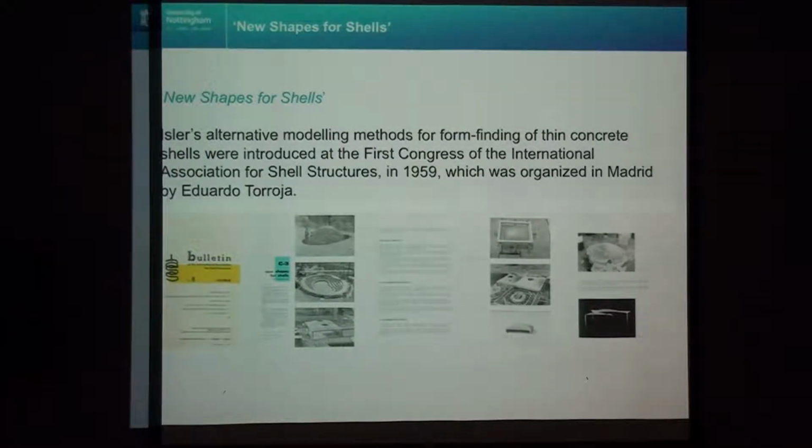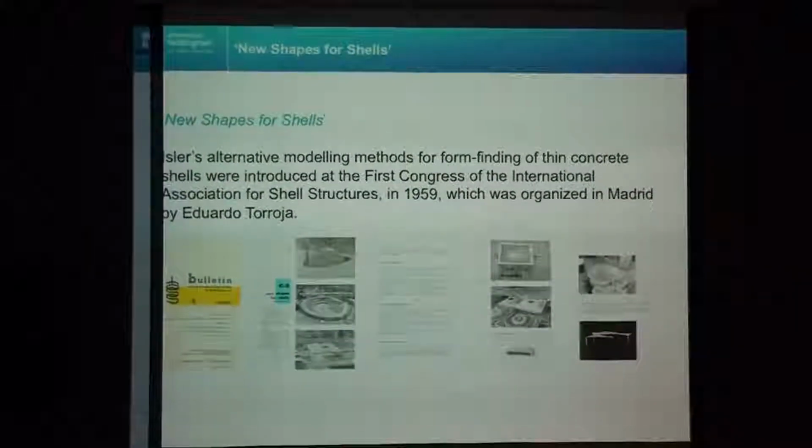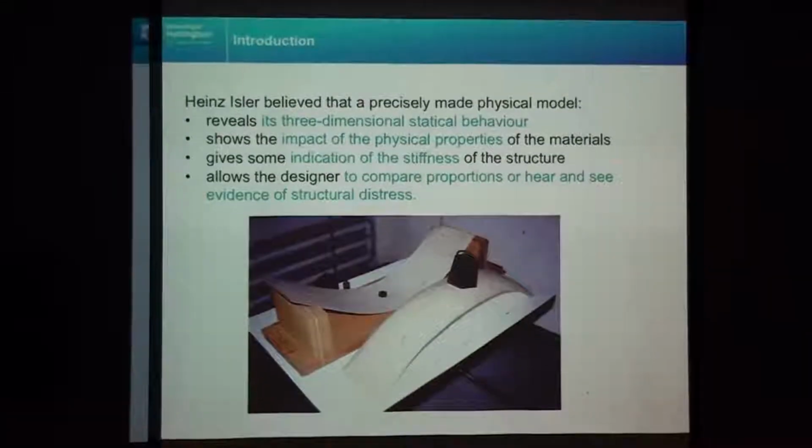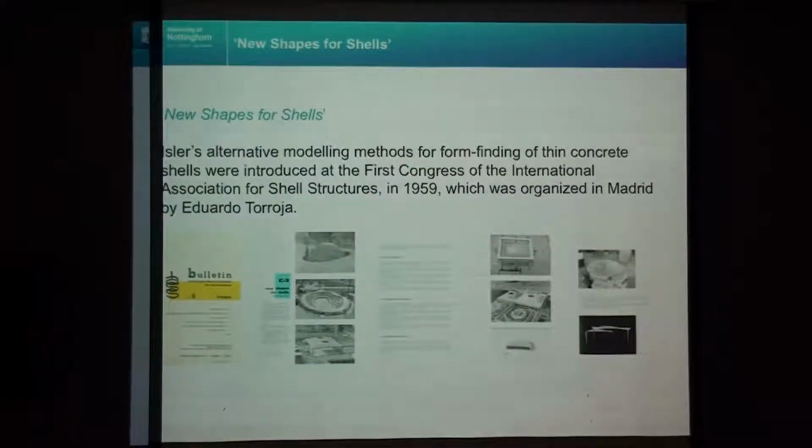As one or two speakers have already mentioned, perhaps the most influential of Heinz Isler's papers was the original one, not the first, but the most influential, New Shapes for Shells in 1959 at the first Congress of the International Association for Shell Structures, as it was, organized by Eduardo Torroja in Madrid. The paper was published in the ISS Bulletin, as it used to be called, not the journal, issue number 8.